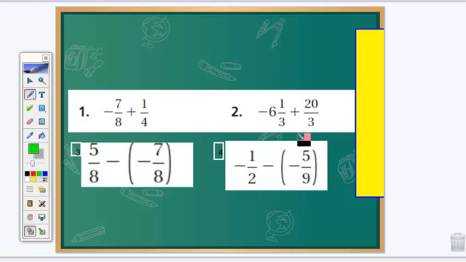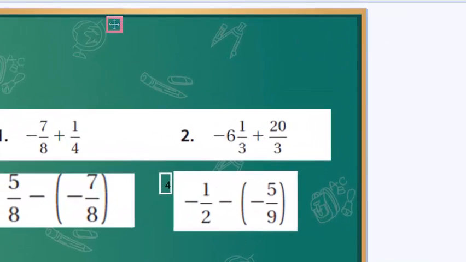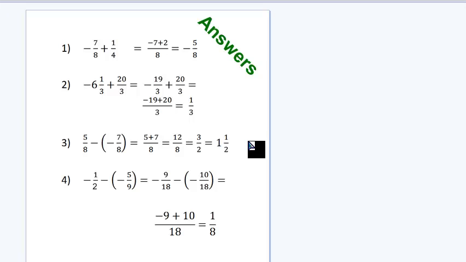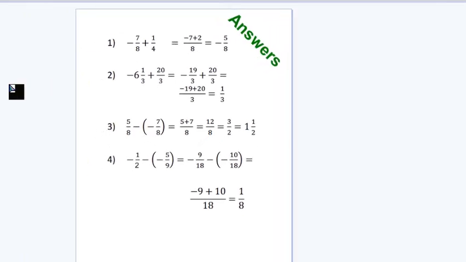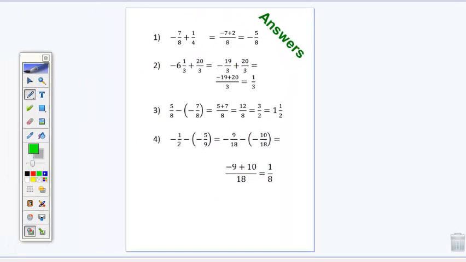Okay, go ahead and pause, try these by yourselves, and then come back to get the answers. Alright, welcome back, and here are the answers to the previous slide.